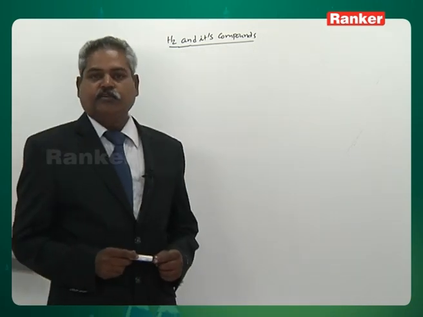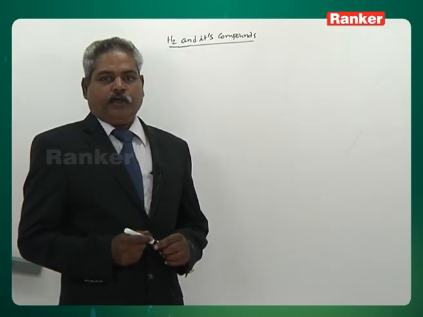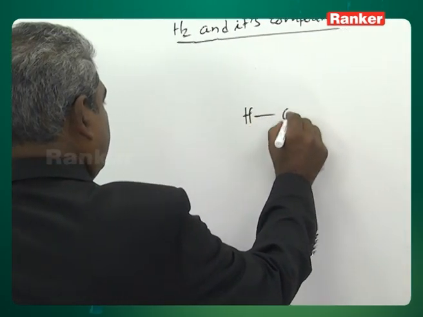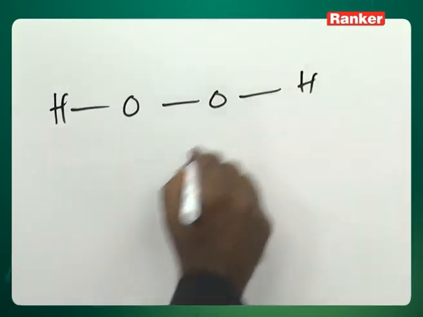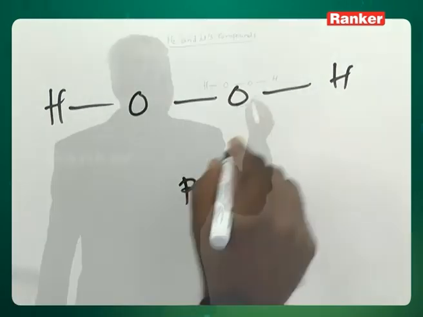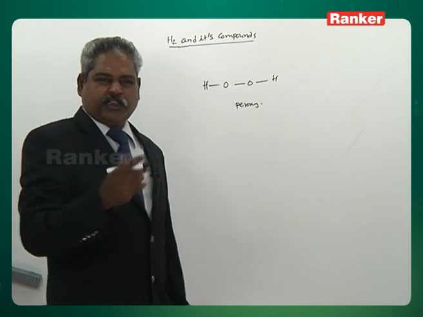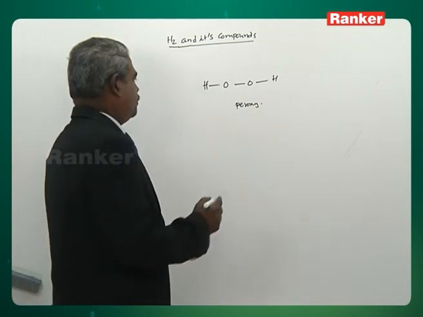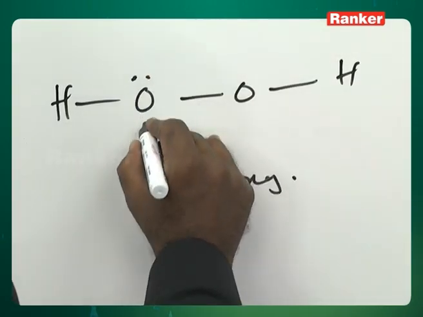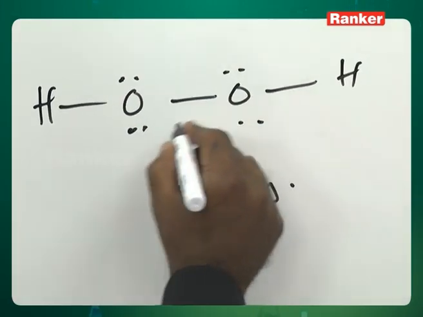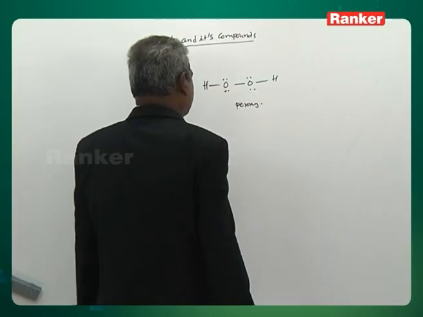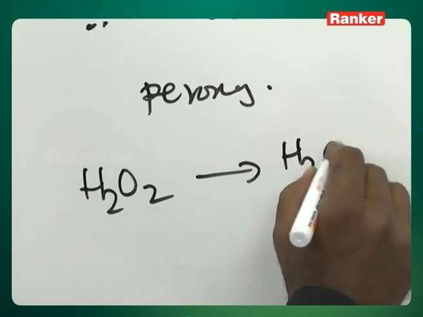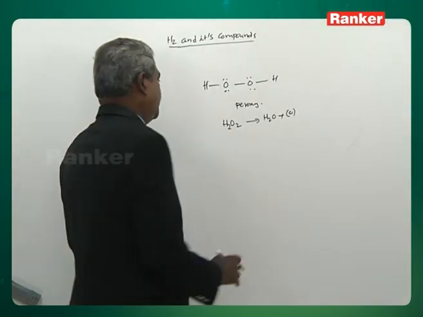Regarding the reactions of H2O2, there is a peculiarity in H2O2. This O-O bond, called the peroxy bond, is almost the second weakest covalent bond. Why? You have too many lone pairs here, two lone pairs. Because of the lone pairs, the bond breaks easily. So, H2O2 decomposes to give H2O and O, and loses oxygen very easily.